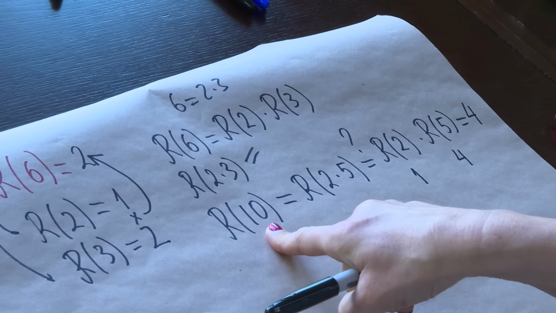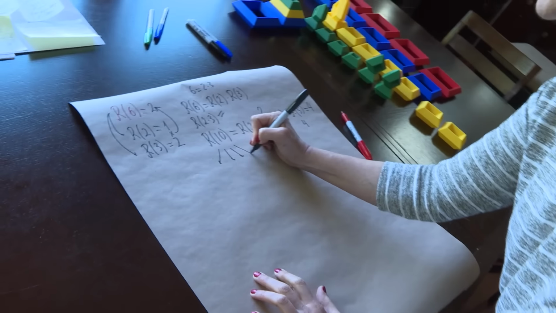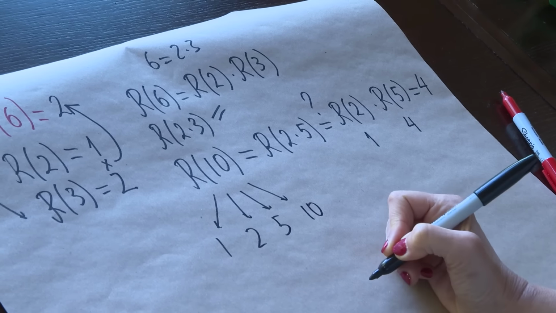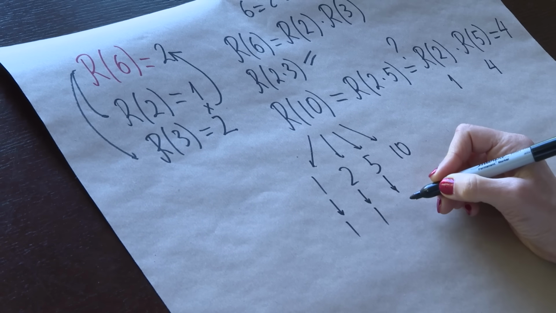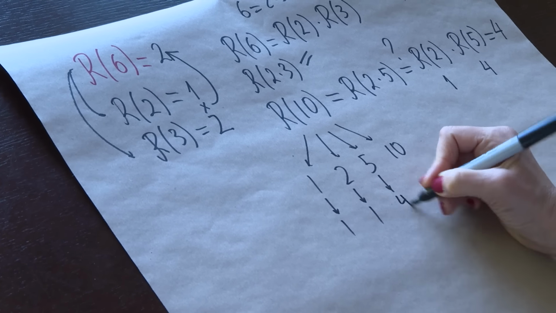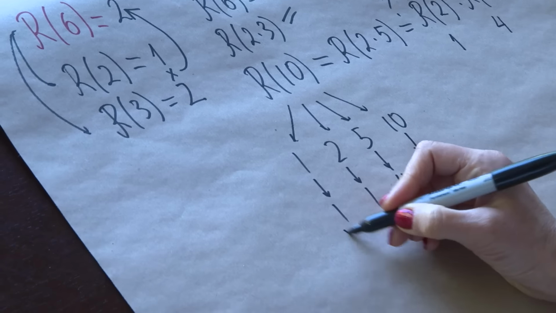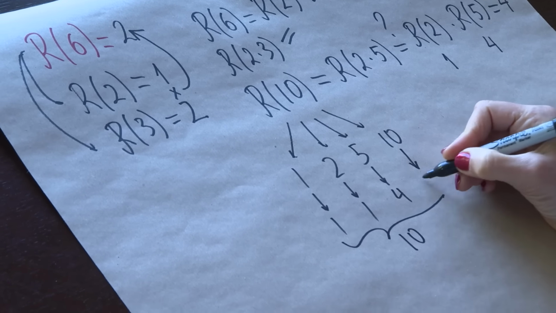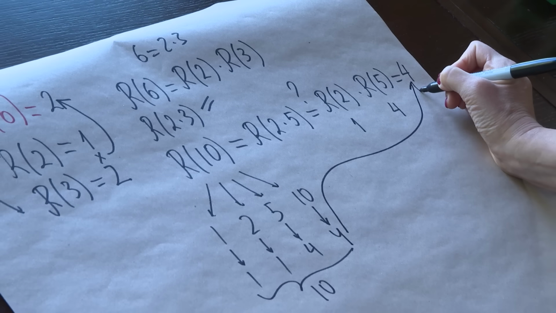Is R of 10 written on exactly 4 tickets? Well, that's easy to figure out because the divisors of 10 are 1, 2, 5, and 10 itself. 1 is written on 1, 2 is written on 1 ticket, 5 is written on 4, and what is 10 going to be written on? Remember that this whole thing has to add up to 10. 6 on 4 tickets, hey, that's our 4.